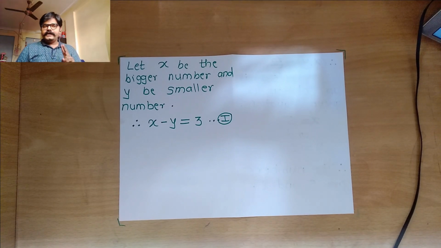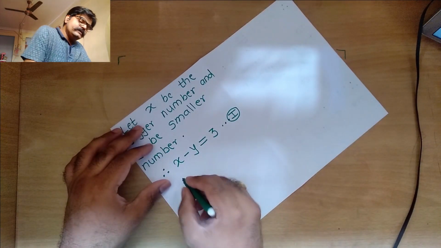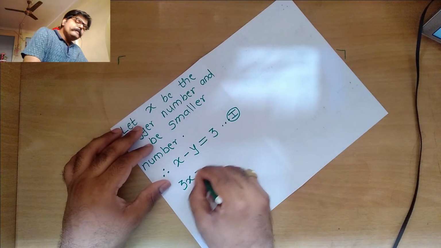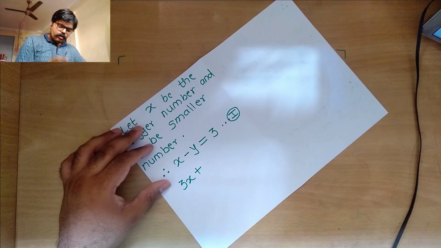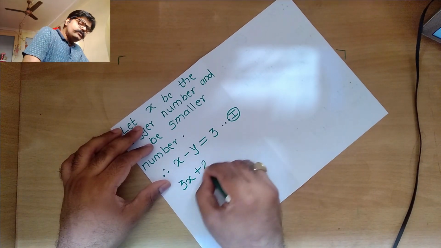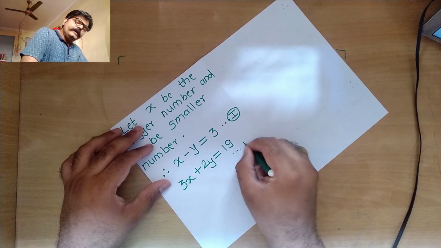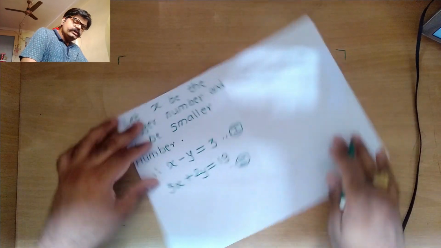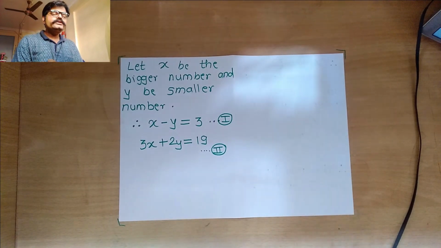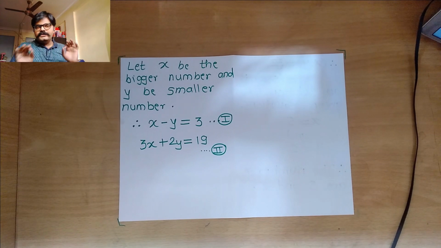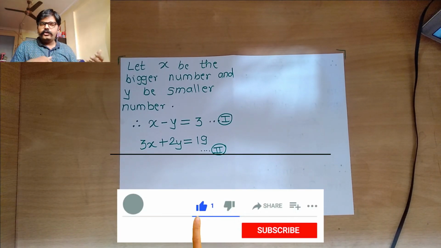After, for the second condition, let us see the problem itself. They say that thrice of the greater number, thrice means 3 multiplied by bigger number which is x, plus twice of the smaller number. ठीक है, twice of the smaller number means 2y. This should be equal to 19. So these two conditions they have given us, and these two conditions have yielded us two different equations as well. Once we have these two equations, we are going to solve them.